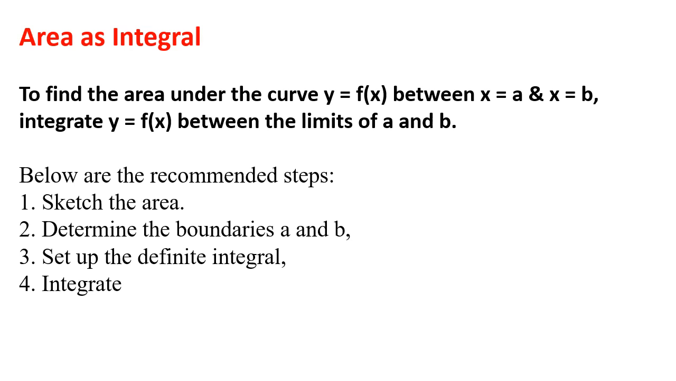Area as integral. To find the area under the curve y equals f(x) between x equals a and x equals b, integrate y equals f(x) between the limits of a and b. Recommended steps: 1. Sketch the area. 2. Determine the boundaries a and b. 3. Set up the definite integral. Then 4. You have to integrate.